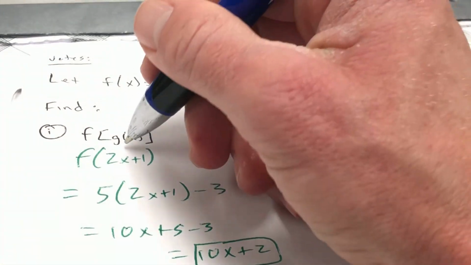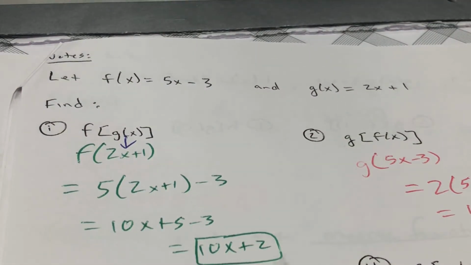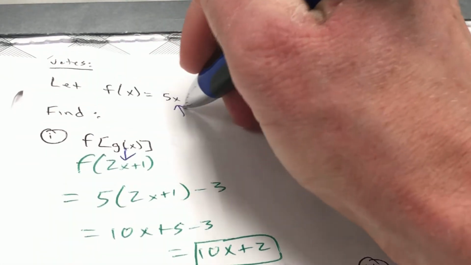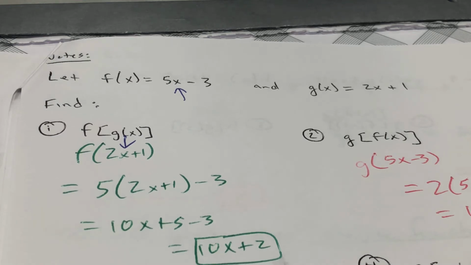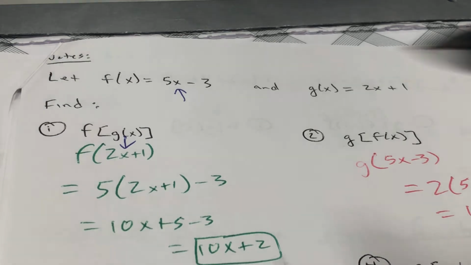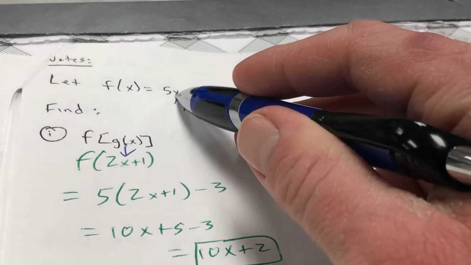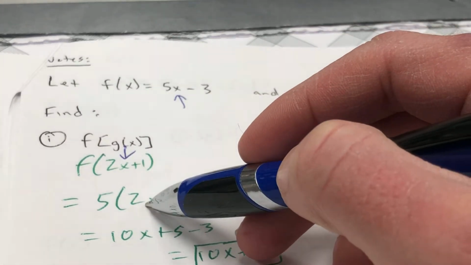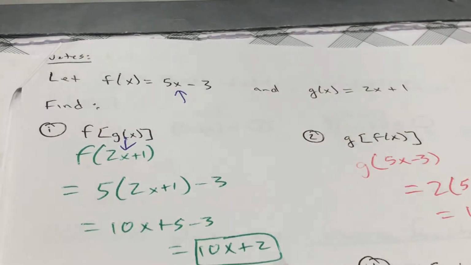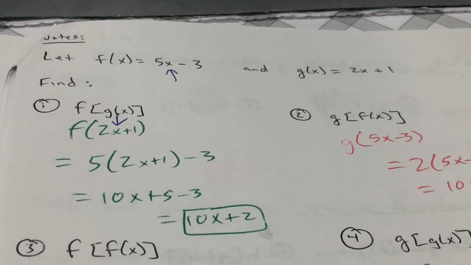Well, here's what I know. I know g of x is 2x plus 1. So instead of substituting a single number in for x right there, I will substitute 2x plus 1, that expression. All right, so it's going to be 5 times what I'm plugging in for x. Instead of a number, I'm plugging in 2x plus 1. And then I finish the equation, minus 3. 5 times what I'm plugging in for x, minus 3. So my answer is not going to be a number. It's going to be an expression, 10x plus 2.